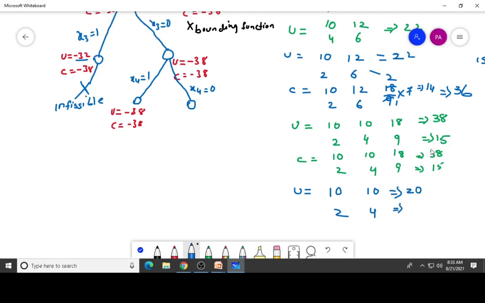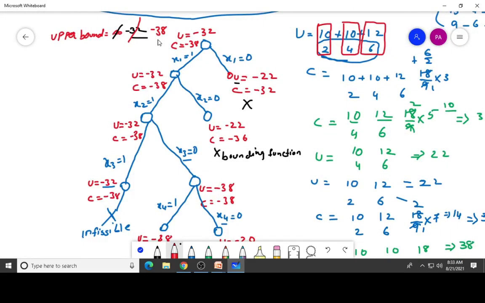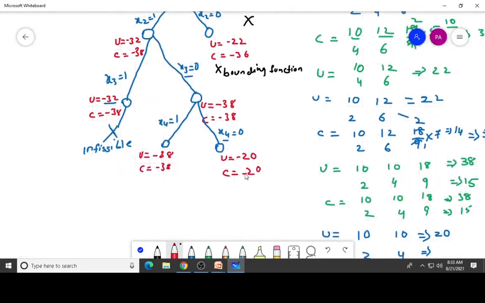The weight is 6, but we cannot add any more item here because we are removing the 4 as well as the third. C is equal to 10, 10, this is 2 and this is 4, and here also you are going to get the 20. So what is the upper bound now? Upper bound is minus 20 and cost is minus 20. So minus 20 is greater than minus 30. Because of that, we are not changing here and we are stopping here. We are applying the bounding function, or it is not feasible. This is not feasible.